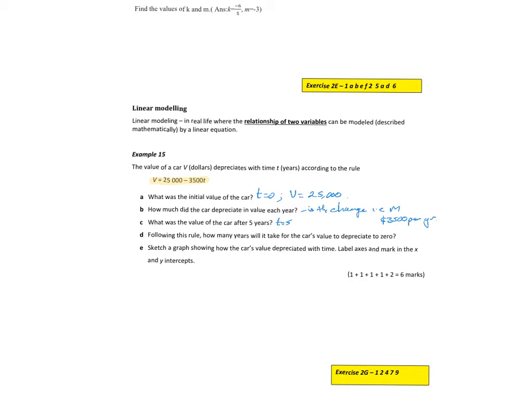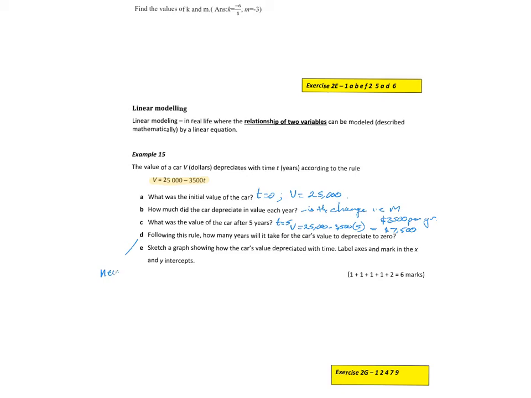Well, the value of the car after 5 years, so 5 years is the t value, so t equal to 5, we substitute that into our equation, we'll get 25,000 minus 3,500 times 5, which is 25,000 minus 17,500, which should give me hopefully $7,500. There's the value of the car 5 years later.